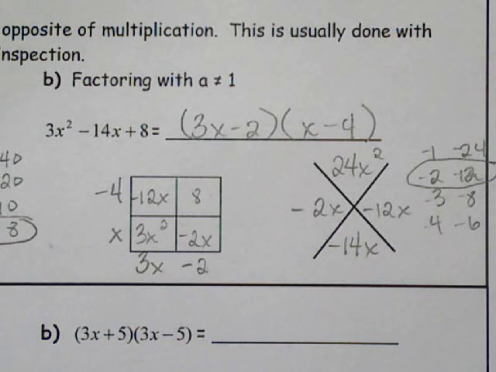Questions there? Yeah. I don't understand where the negative 4 came from. So this right here? Yes. So when I factored out the 3x from these two, I have to figure out what I'm going to multiply 3x by to get negative 12x. So negative 12x divided by 3x is 4.